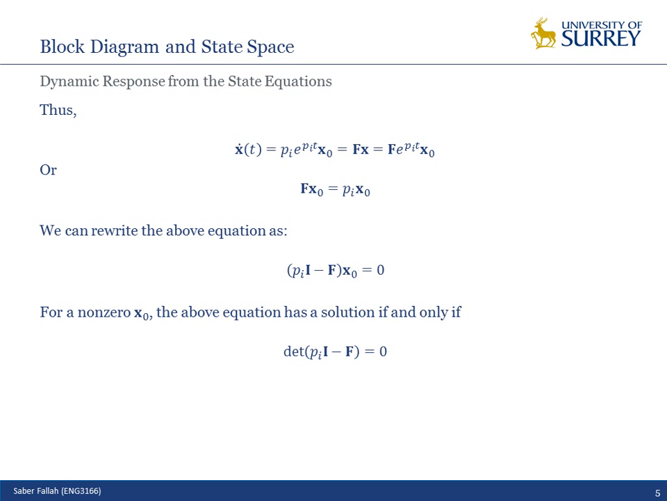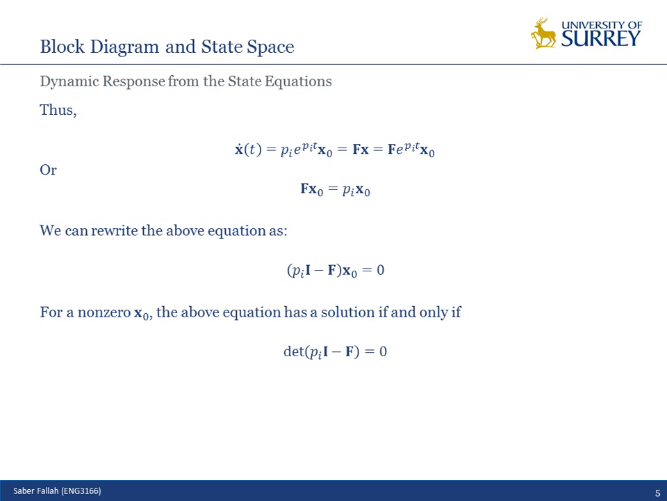E power pi t will cancel out with this one. So pi x naught is equal to f x naught. Then how do you get to the one below? Here I bring my pi x naught, or sorry, f x naught to the right hand side and factor out x naught. Here f is the matrix. Pi is the variable, the scalar. If you want to factor out x naught, you need to multiply by the identity matrix.